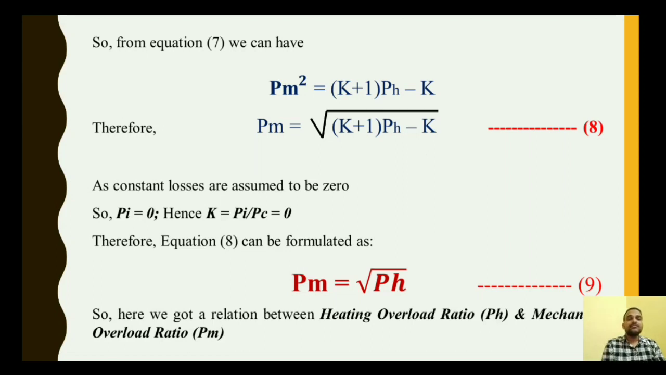It is a very simple derivation, as you can see, and sometimes it is asked for 7 to 8 marks in the examination. So you have to follow these simple steps. Here we have concluded the relation between the mechanical overload ratio and heating overload ratio. So Pm equals the under root of Ph. M stands for mechanical, H stands for heating. So the final relation is Pm equals under root of Ph.